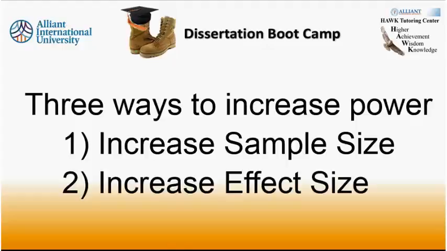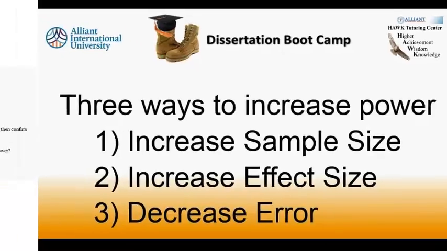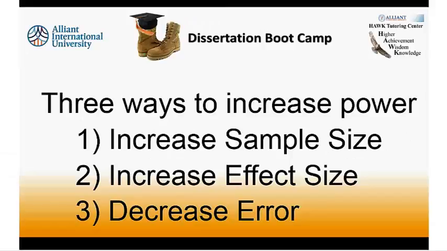Number 2 is increase the effect size. Unfortunately, there's nothing you can do about that. The calculations of your data will increase your effect size or decrease your effect size. But again, it just depends too much on the data. This last one, decrease error, that's your within group variance. That was the denominator of that fraction. There are a few tricks to decreasing error.